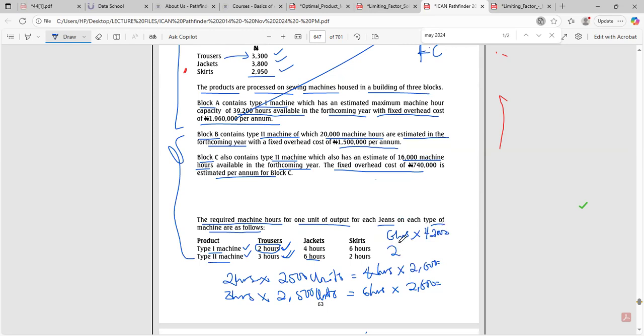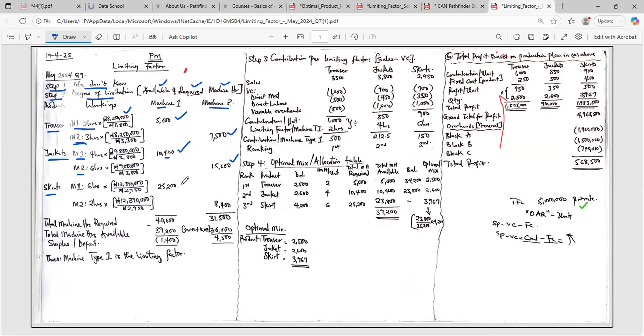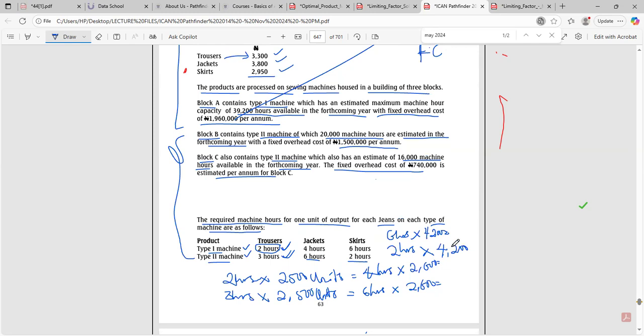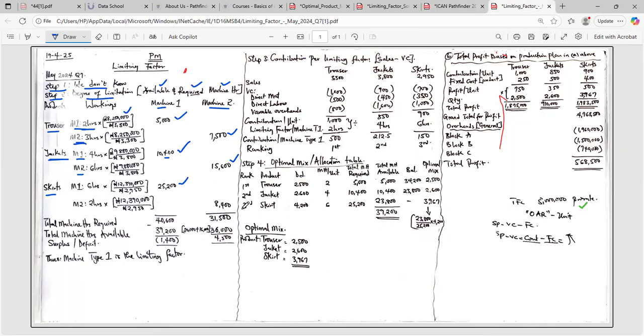So multiply it by your 6 hours, and do 2 hours again, times 4,002, which is 25,200. And for the M2, it's 84. So we are done. If you add all together, that'll give you your total machine hours required.